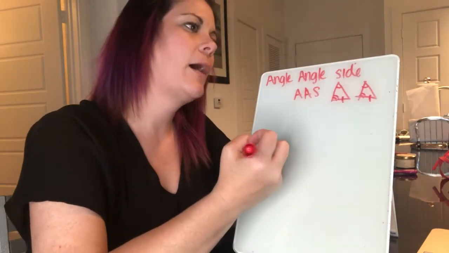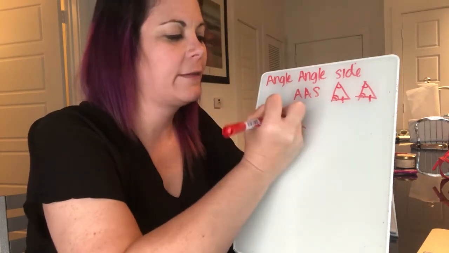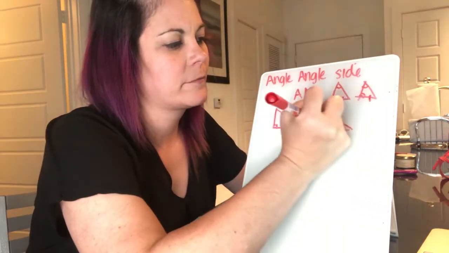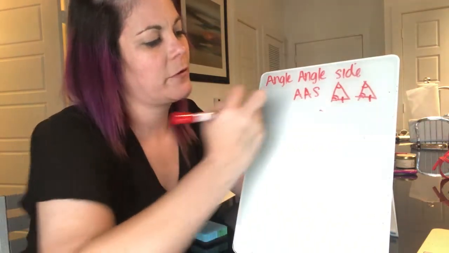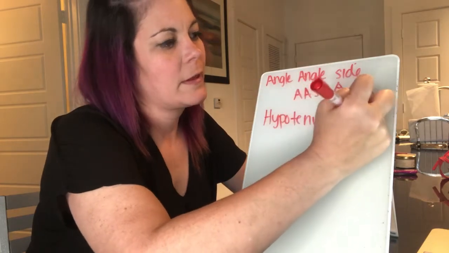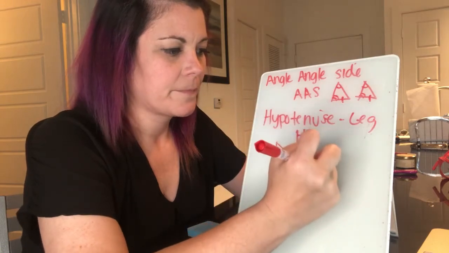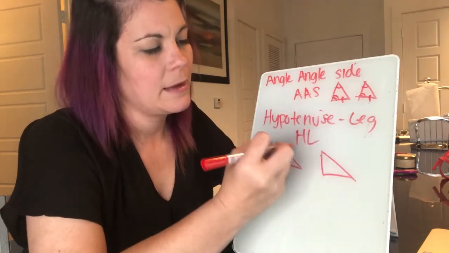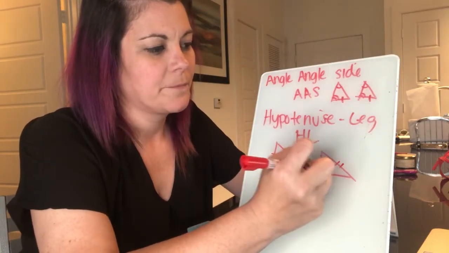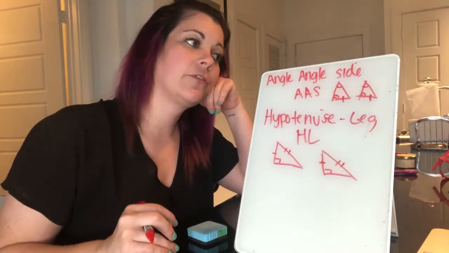And then one more, hypotenuse, leg, or HL, of a right triangle. If I say one of the legs and then the hypotenuse of a right triangle are congruent, then I can say that these 2 triangles are congruent by hypotenuse, leg.